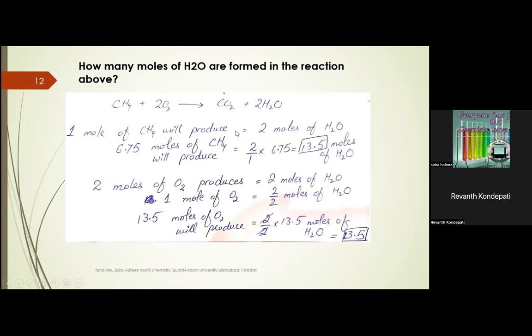So again, from both, either you start with methane or you start with oxygen, you will get the same answer for your product. So you can use any of the reactants to get your final result.